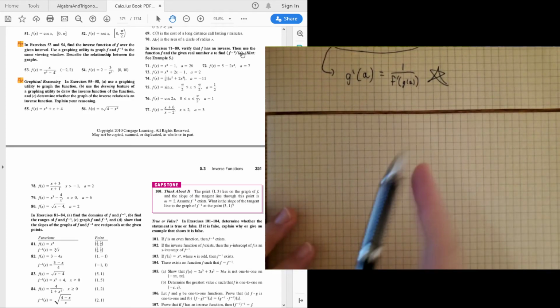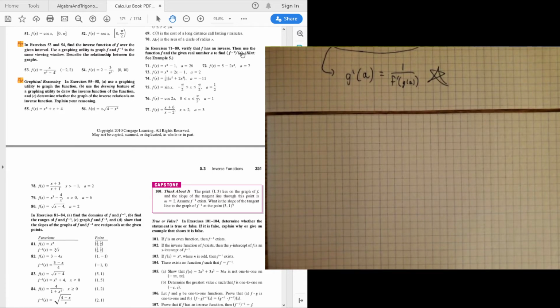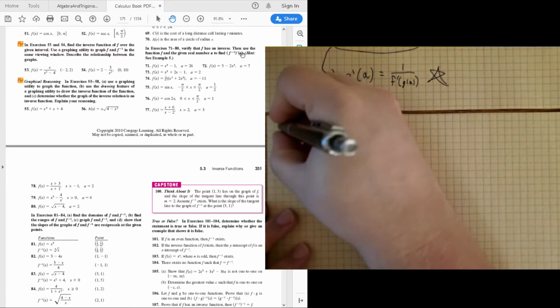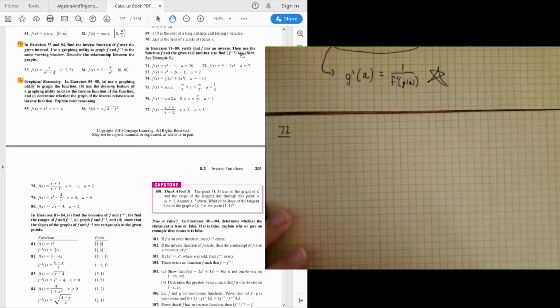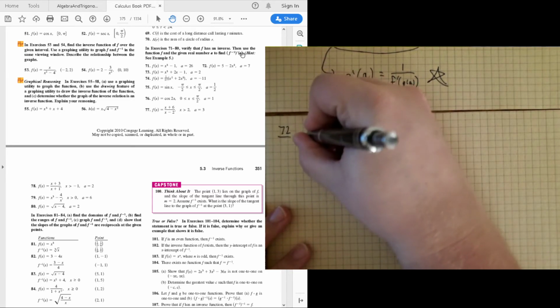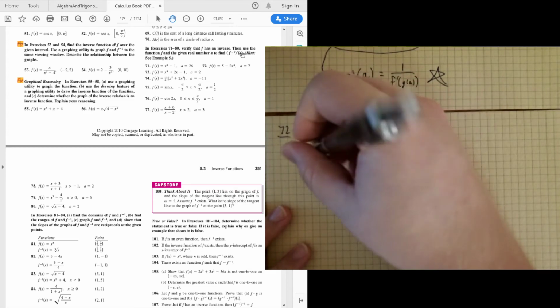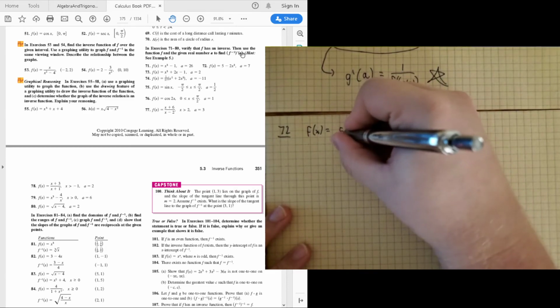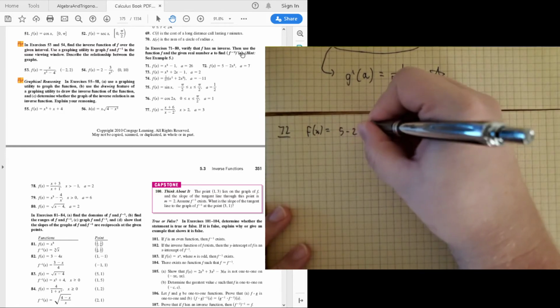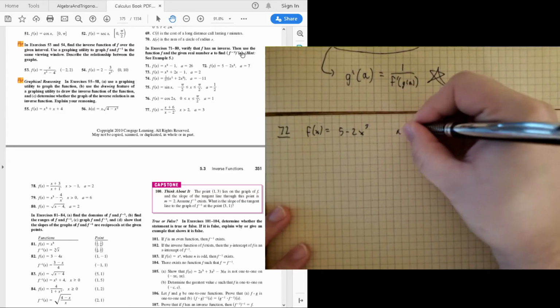So let's take a look at, let's go with 72. How do we use this information? How do we use this theorem? Well, we have f of x is equal to 5 minus 2x cubed. In this case, where a equals 7.